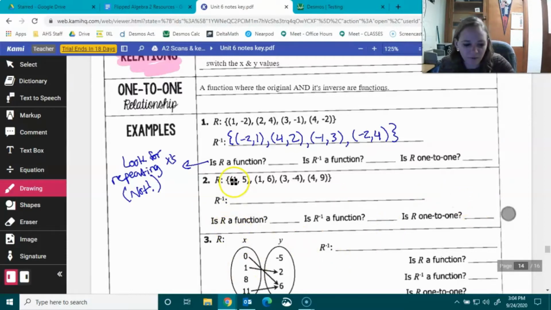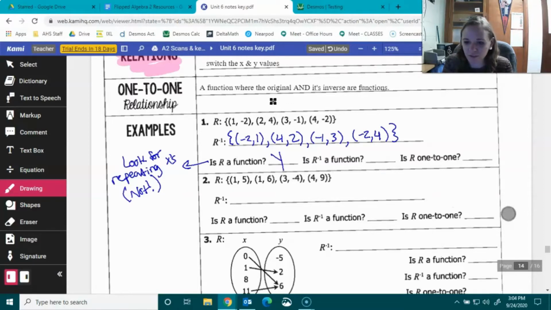All right, and we're doing each one separately. So just the R set. Do we have any repeating x's? 1, 2, 3, 4. No, they're all different. So since they're all different, we're good. We passed the vertical line test. So yes, R is a function.